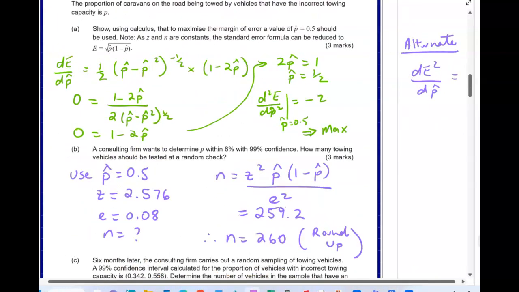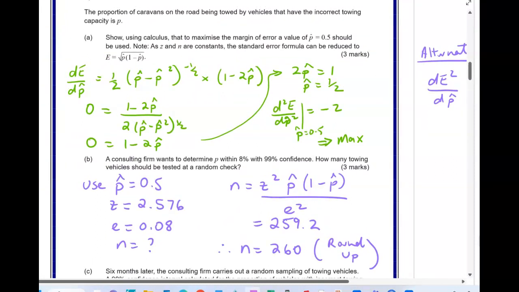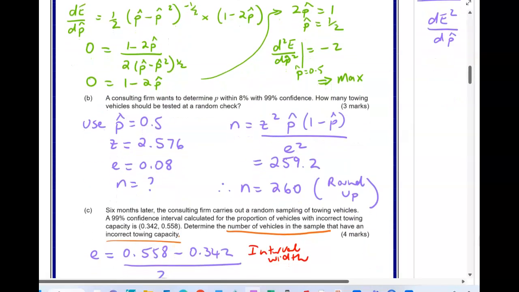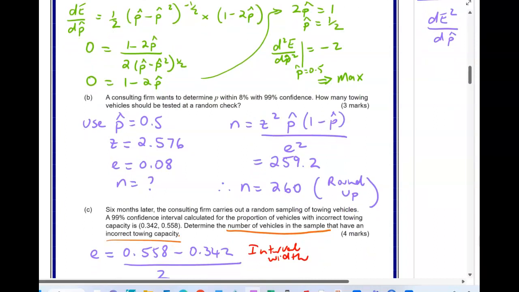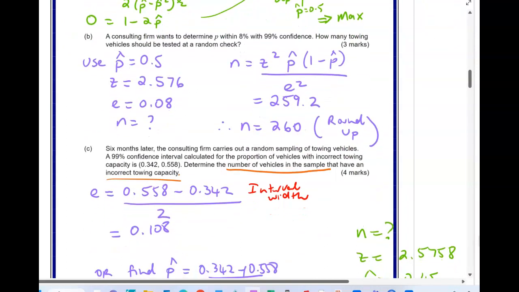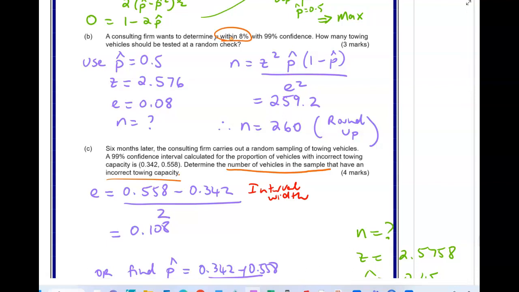So in summary, using calculus, we differentiate and solve equal to 0 to find the maximum value. And in this case, we can prove that the maximum value for that proportion is a half. Using that half now in the next problem, we can solve for N. We have a margin of error of 8%, so we were trying to go within 8% of the proportion figure of 0.5. And in order for us to do that, it's got to be 259.2, we solve, and we've got to round up to 260.